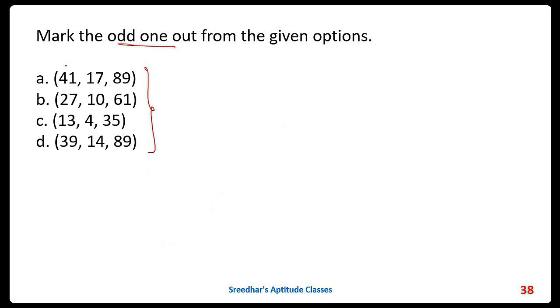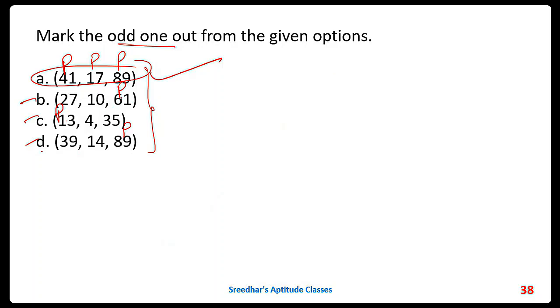In the first option, this is prime, this is prime, this is also prime. All three are prime. In the second option, only 61 is prime. In the third option, 13 is prime, remaining non-prime numbers. In D, 89 is prime, remaining are non-prime numbers. So in B, C, D, only one prime, two non-primes, but in A, all are prime. So therefore, A is the odd man out.